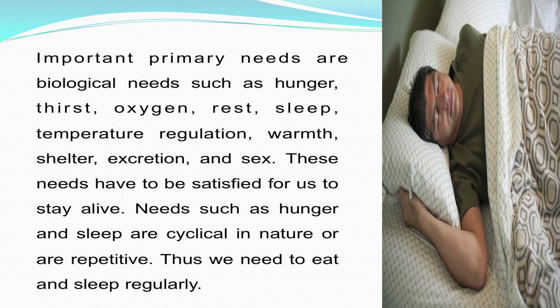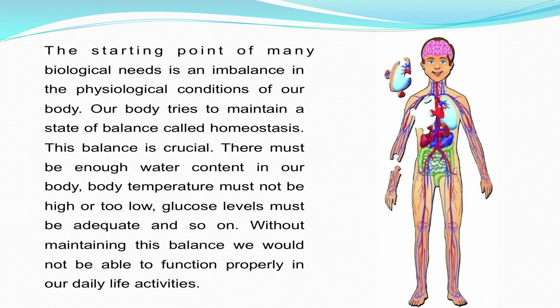The starting point of many biological needs is an imbalance in the physiological conditions of our body. Our body tries to maintain a state of balance called homeostasis. This balance is crucial. There must be enough water content in our body. Body temperature must not be too high or too low. Glucose levels must be adequate, and so on.